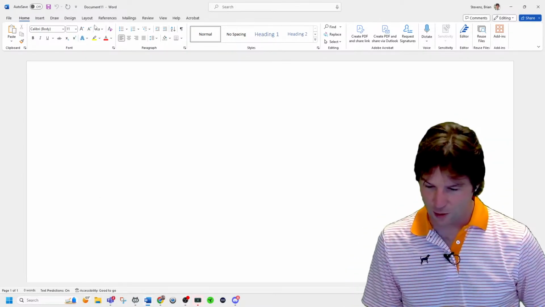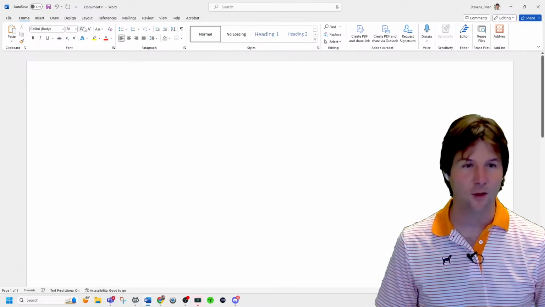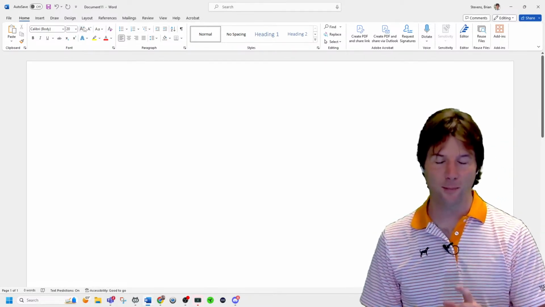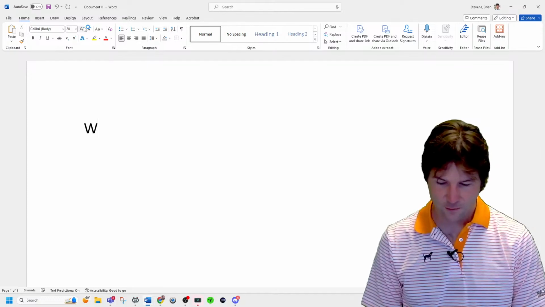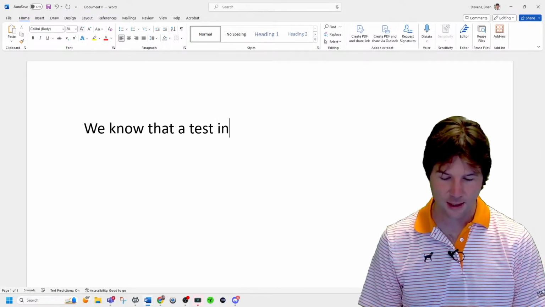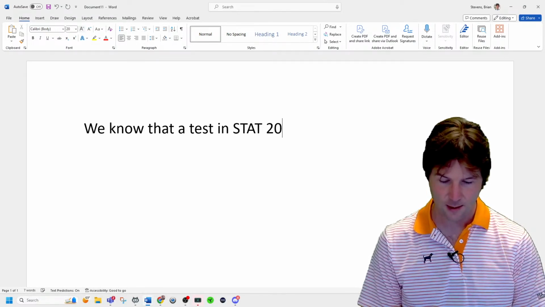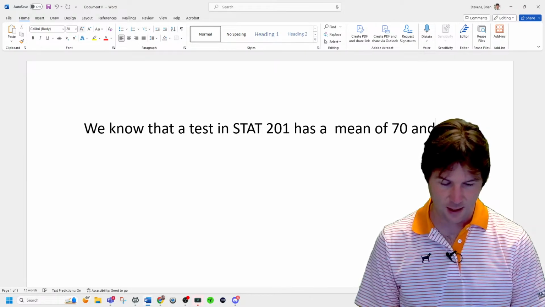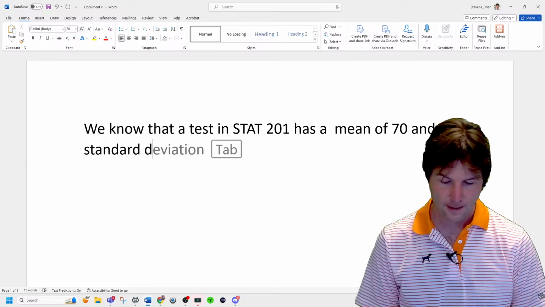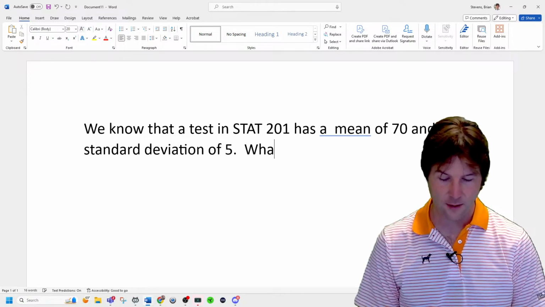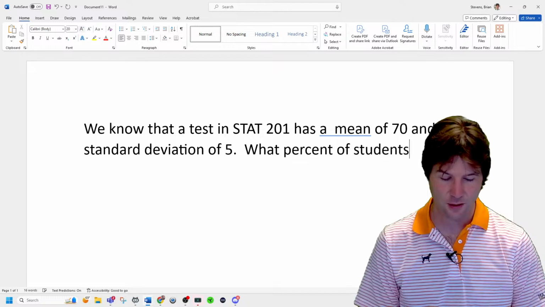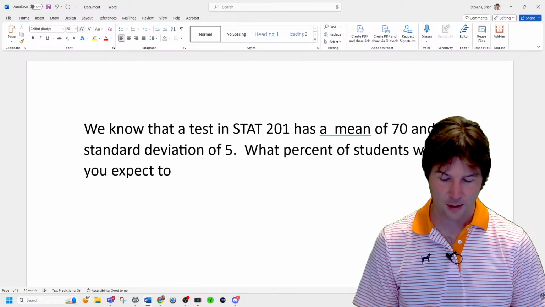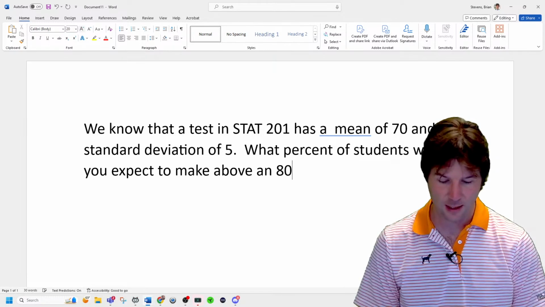So let's start with a question right here with Chapter 5. If you're here looking for some Chapter 5, we got it for you. The first question is going to be, we know that a test in Stat 201 has a mean of, let's say, 70 and a standard deviation of 5. What percent of students would you expect to make above an 80?